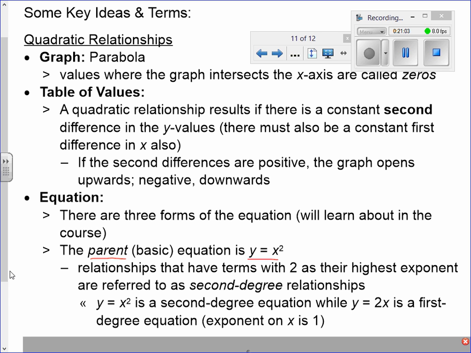There's also some information here at the bottom about degree. That's a new term. When we do higher mathematics and you have exponents that are getting larger and larger, it just makes it easier to describe the equations with the term degree.